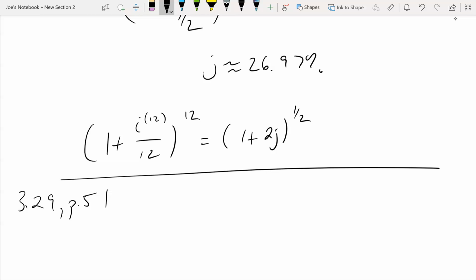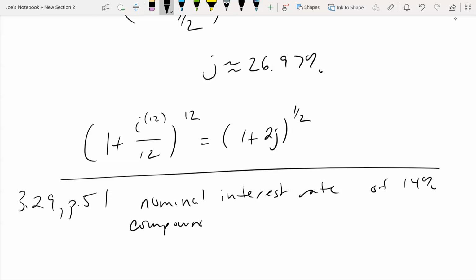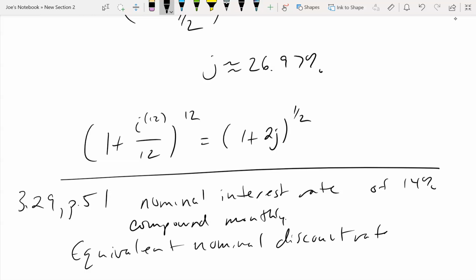3.29 says we've got a nominal interest rate of 14% compounded monthly. We want the equivalent nominal discount rate compounded or convertible, doesn't matter, quarterly.